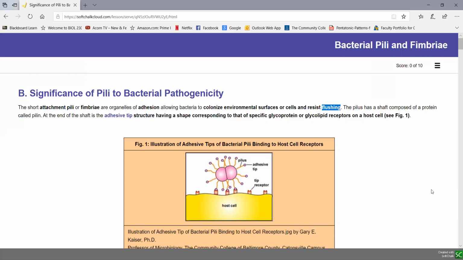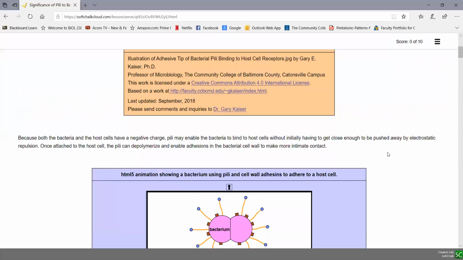And again, the shaft of the pilus is composed of a protein called pilin. As we said, the adhesive tip has a shape that will fit a corresponding glycoprotein or glycolipid receptor on a host cell, as we see again in figure 1.